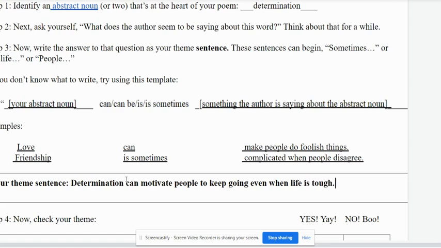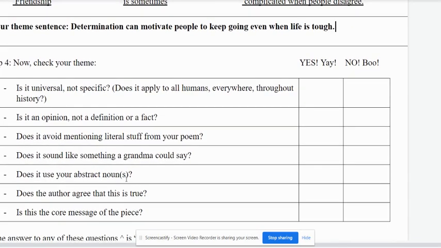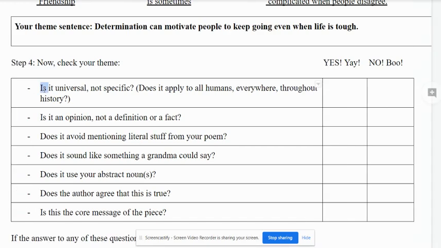And bammo, that's my theme sentence. Now I'm going to check it. I'm going to answer yes or no to all of these questions. Is it universal? In other words, would people everywhere relate to it, would it apply to everyone? Ancient Rome, future humans on Mars, yes, everybody everywhere can relate to this.